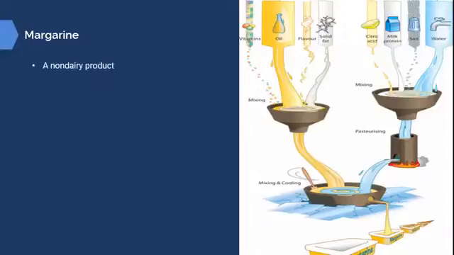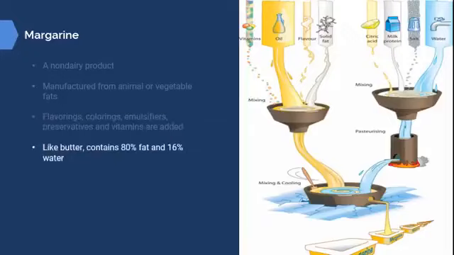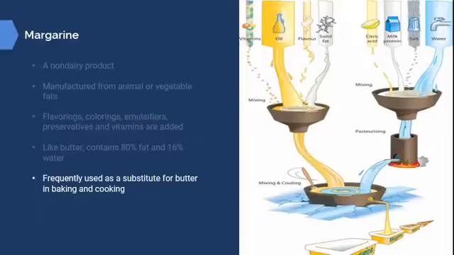Margarine is a non-dairy product. It's manufactured from animal or vegetable fats, such as oils. Flavorings, colorings, emulsifiers, preservatives, and vitamins are all added. And like butter, it contains approximately 80% fat and 16% water. It's frequently used as a substitute for butter in baking and cooking.